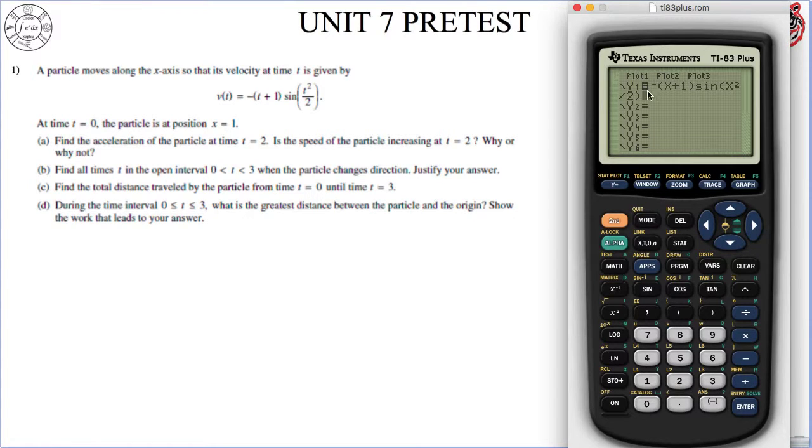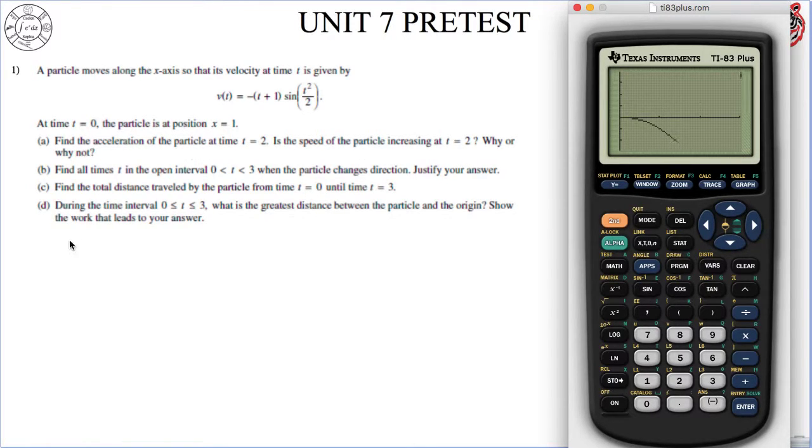All right, so I have everything in here. I'm double checking to make sure I got everything correct. Good. Okay, my interval looks like it's going to be between 0 and 3, so I can set that now. 0 to 3. I am in radians. Good. And then I hit zoom 0. Okay, I need to find the acceleration at time equals 2. I actually don't need a graph for part A. I guess I'm just getting that out of the way right now.